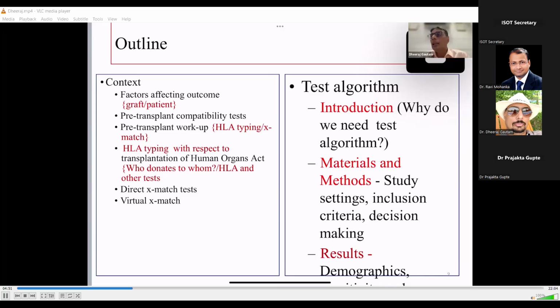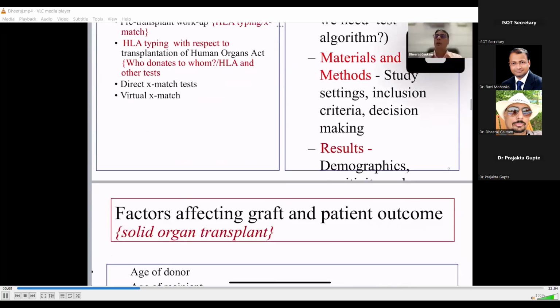Test algorithm: introduction. Why do we need the test algorithm? And what are the material and methods: study setting, inclusion criteria, decision making, and result demographics? Subsequently, we will discuss all these things.